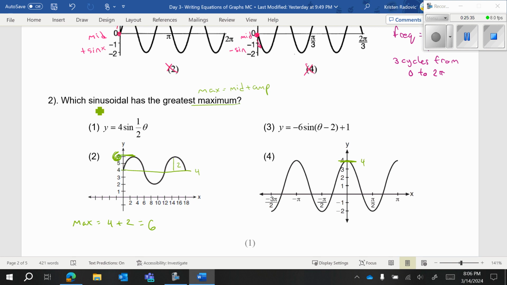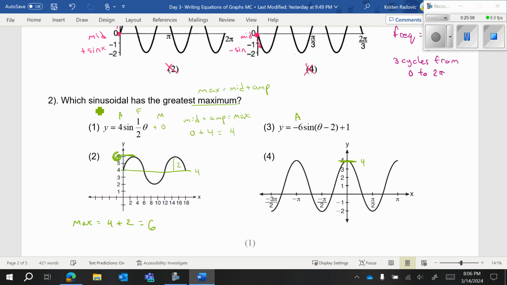But let's do the other ones. You have A, F, M. There's a plus 0 here. So you have your midline plus your amplitude is equal to your max. You would subtract your amplitude for a minimum. So 0 plus 4 equals a maximum of 4.